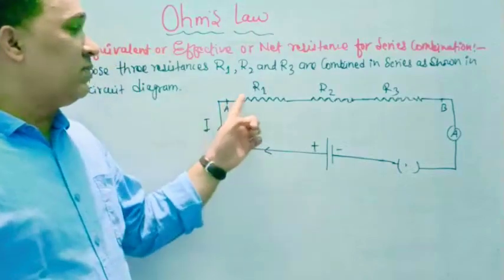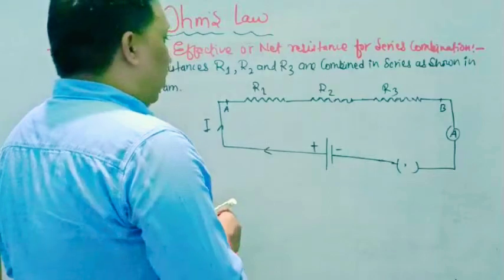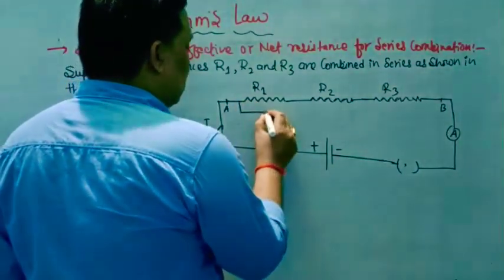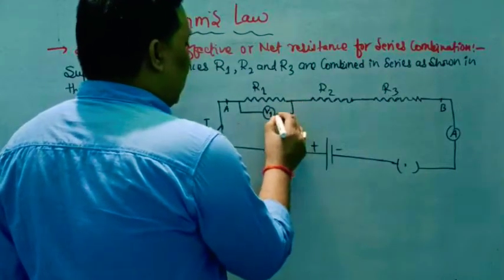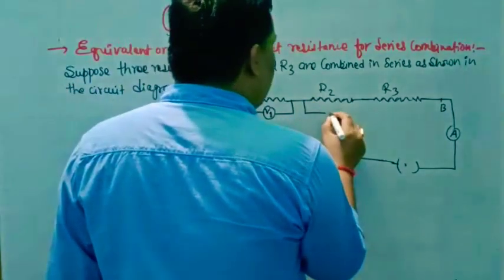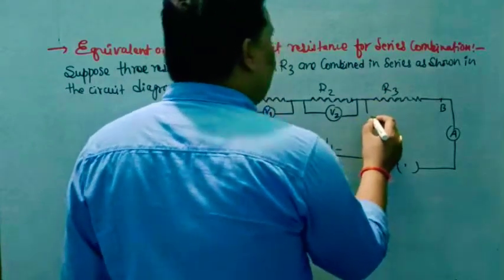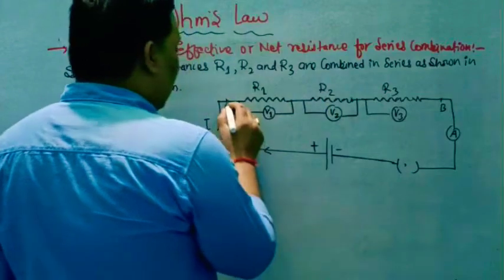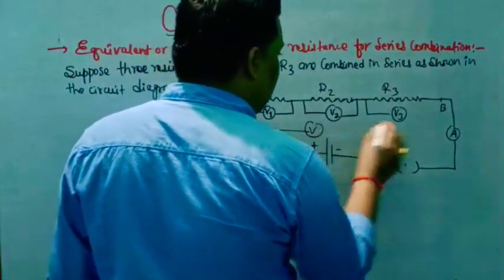So the same current is flowing through R1, R2 and R3, but the potential difference across each resistance is different. The potential difference across R1 is V1, the potential difference across R2 is V2, and the potential difference across R3 is V3, whereas the net potential difference across AB is V.